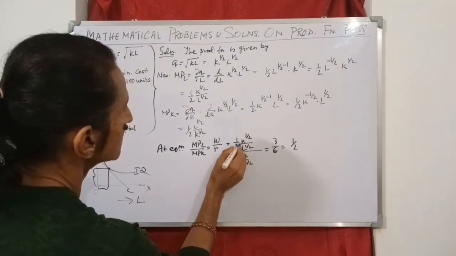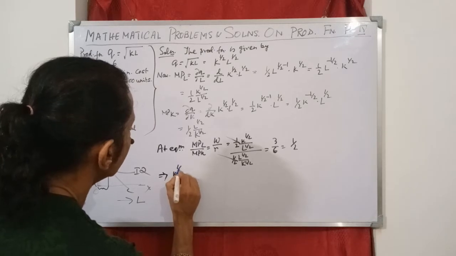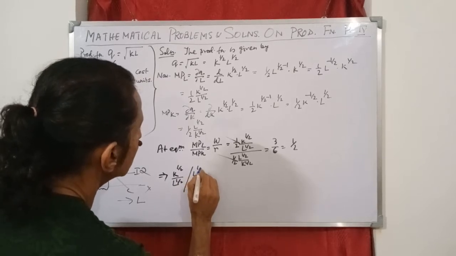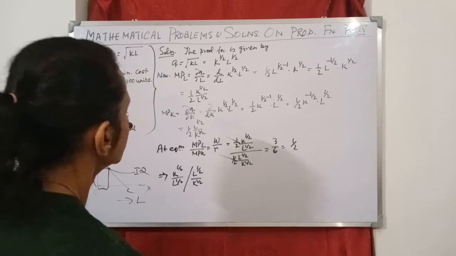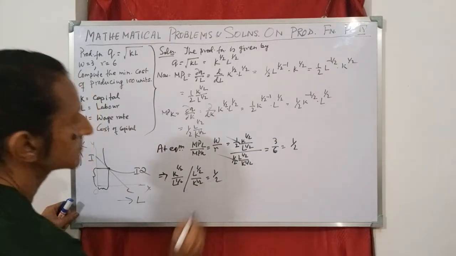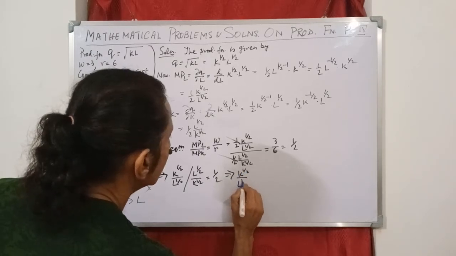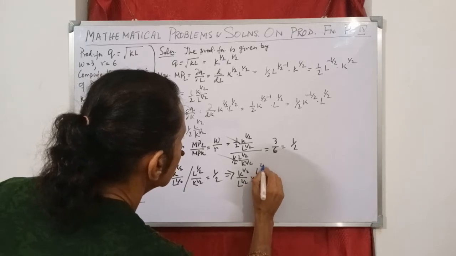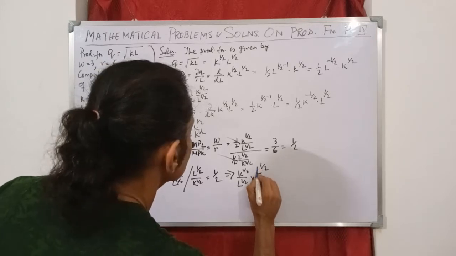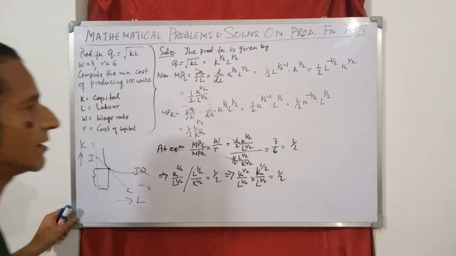So half cancels out each other. What remains? K to the power half divided by L to the power half, whole divided by L to the power half divided by K to the power half. This is equal to half, that is 3 by 6. This means K to the power half divided by L to the power half into L to the power half, divided by K to the power half, equals 1 by 2 or half.